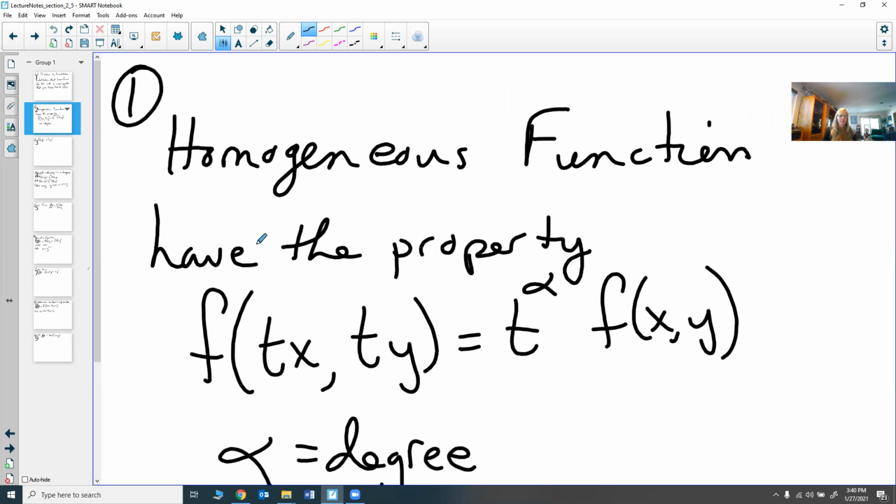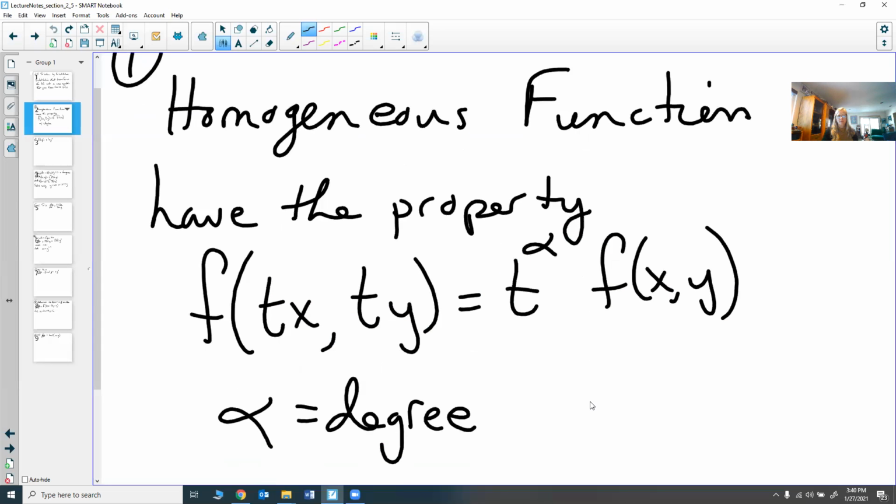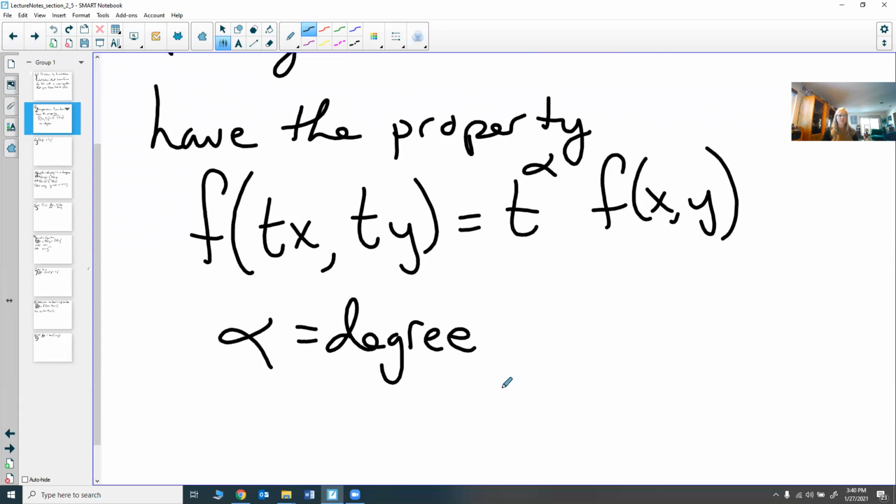Homogeneous functions are not the same as homogeneous equations, so these are not the same thing as what we've been dealing with before. These homogeneous functions have the property that if you take your function and replace your x, y variables with tx and ty, and then do some algebra, you can pull a t to some power out, and you're left with the original function. So we have t to the alpha times f of x, y. Alpha is known as your degree.